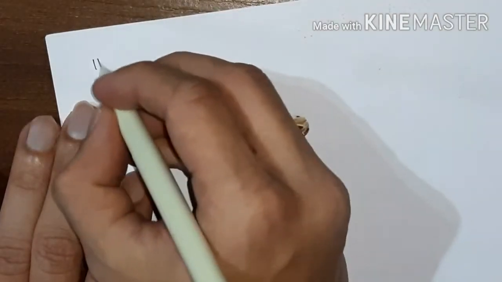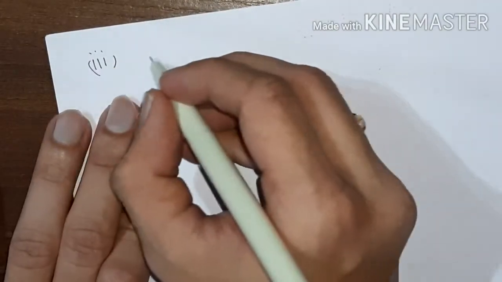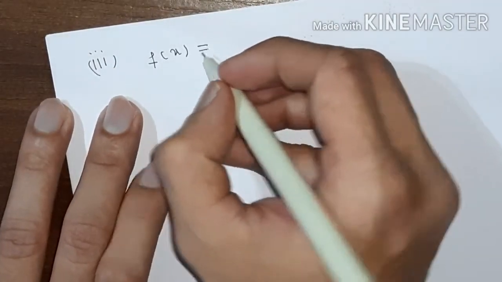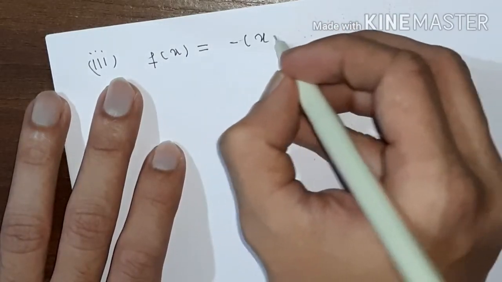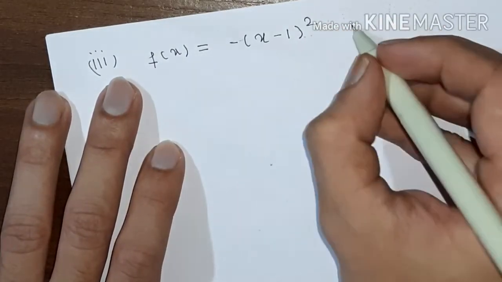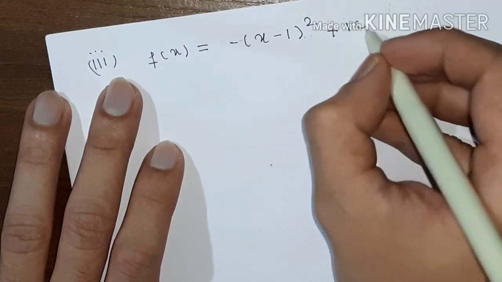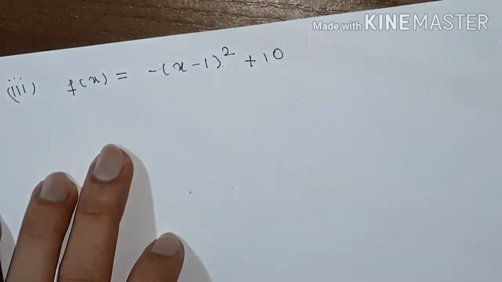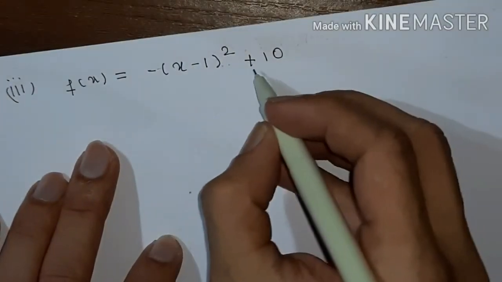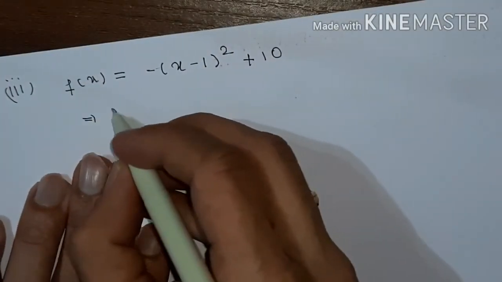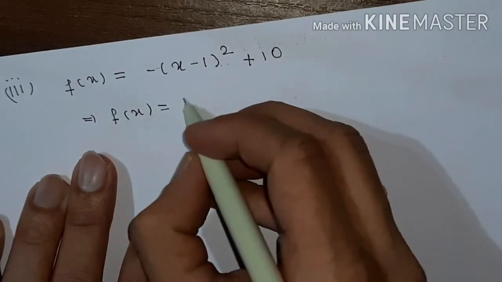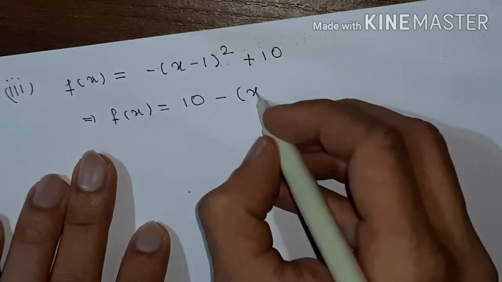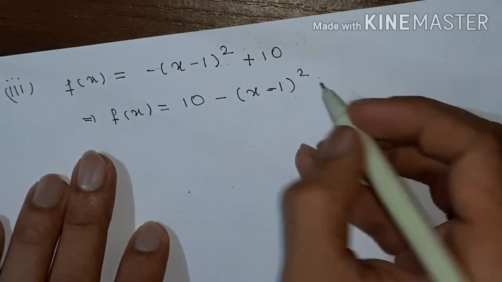Now let us go to the third problem. The third problem is f(x) = -(x - 1)² + 10. Okay, this is what you have. So if you write this, f(x) = 10 - (x - 1)².